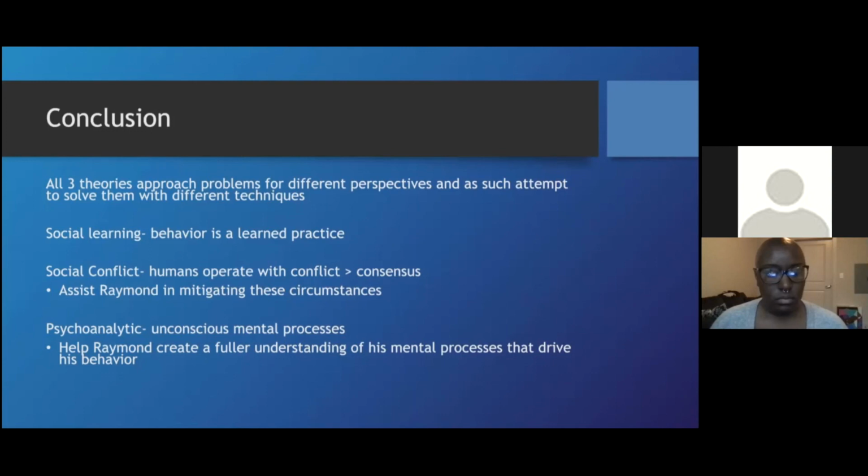And then the psychoanalytic theory is about unconscious mental processes, helping Raymond to create a fuller understanding of the mental processes that drive his behavior, really focusing on the subconscious thoughts and the things that maybe Raymond isn't quite aware that he's doing.